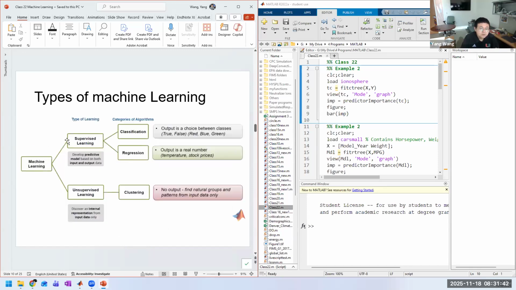Okay. So then there are also different types of machine learning. I sort of covered this earlier.